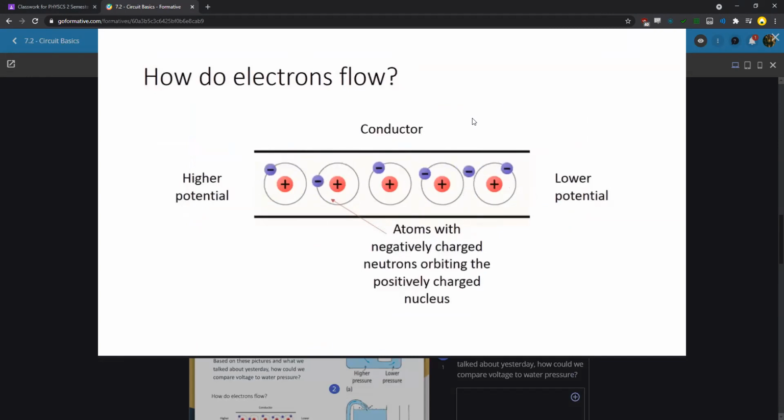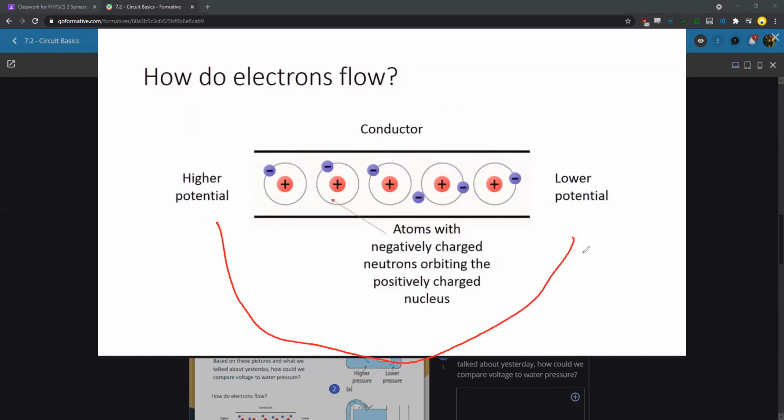From higher potential to lower potential. Yes, that is the key thing. That's how electrons flow: electrons go from high potential to low potential. If you don't have a potential difference, you would not have a flow of electrons.